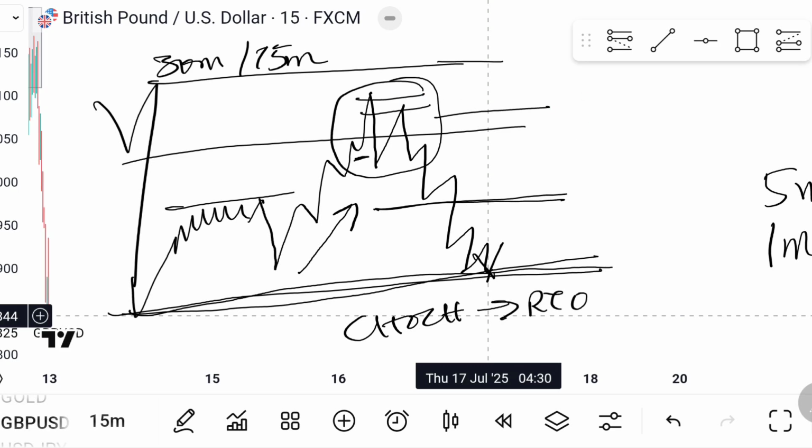I want to show you another one. This is the first one. Don't worry, I'm going to go to the chart to show you all these strategies subsequently.